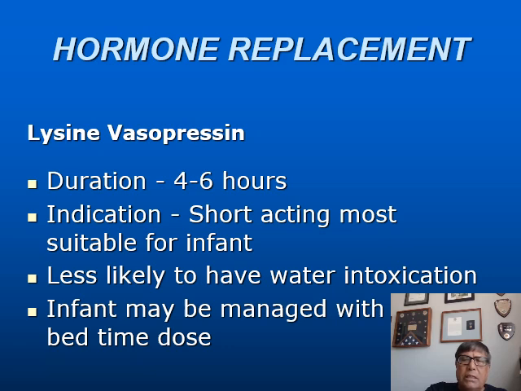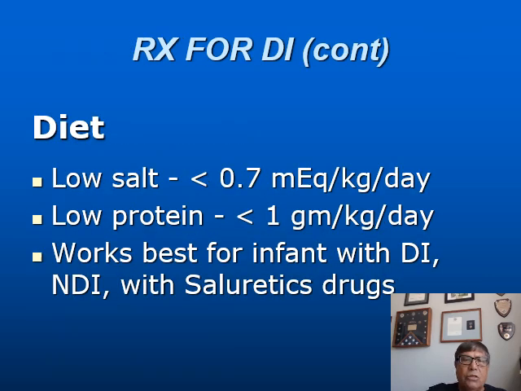Now, the fast acting one is lysine vasopressin, and this is safe in the sense that it has a short period of action, and therefore overdose, water retention and hemodilution are less of a problem, and it is especially suitable for infants. And the dose has to be adjusted and carefully followed by the endocrinologist.